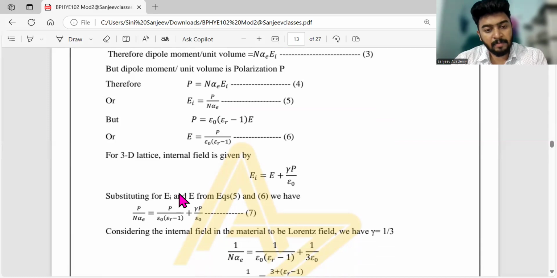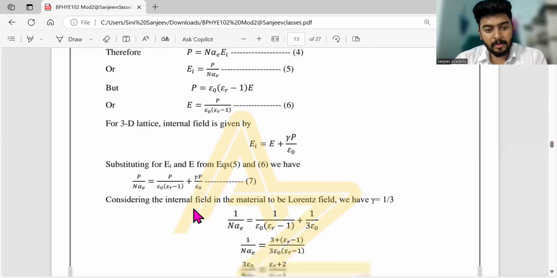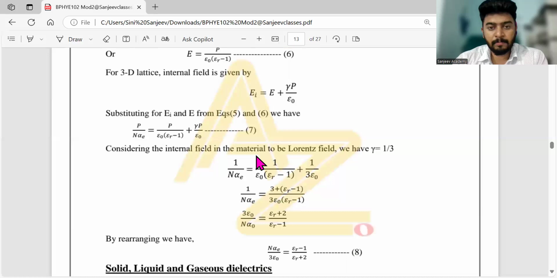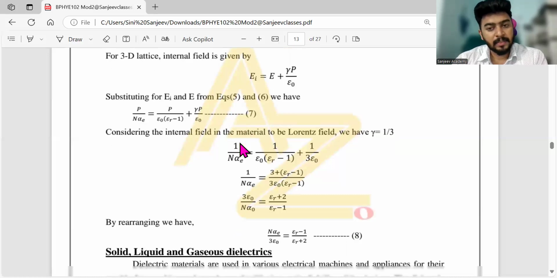Okay, instead of E, what I'll put? This. This is my gamma, not sigma P, gamma P, or nu P, you can say it. But whatever it is, put the same symbol in the examination. And the internal electric field factor gamma is nothing but 1 by 3. So instead of this, you put 1 by 3. And rearranging the values, we'll be getting what?